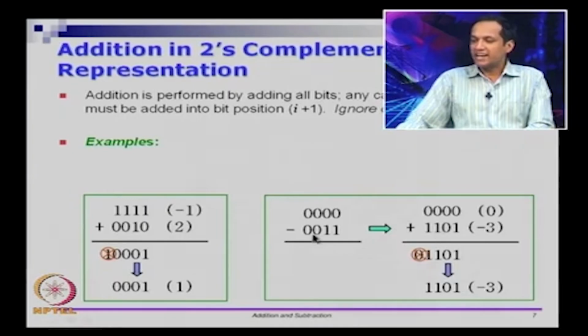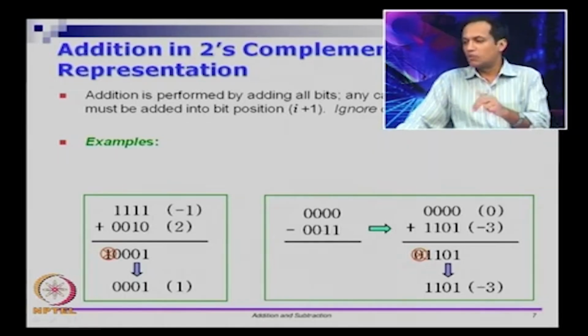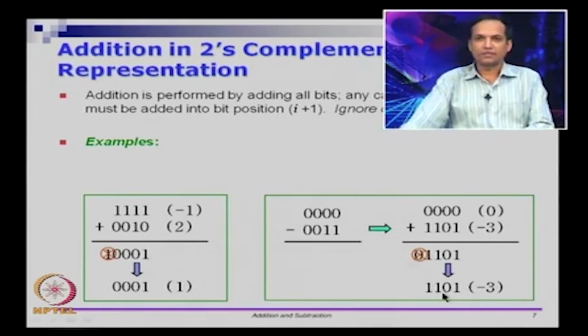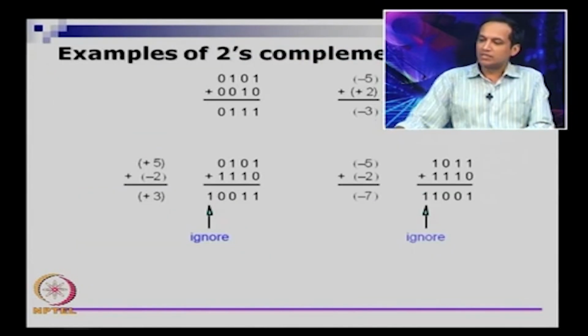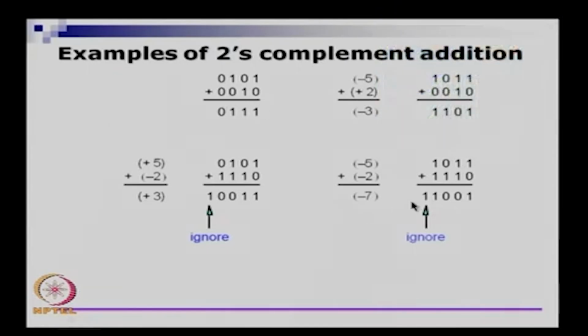So, we take this, which is 0 0 1 1. I know that number interpreted in 2's complement is 3. I go and look at the 2's complement representation of minus 3, which is 1 1 0 1. You add these two together and the result is 0 1 1 0 1. Again, you ignore the carry, and that gives you 1 1 0 1. So, this result is minus 3. Let us see more examples here, there are several examples.